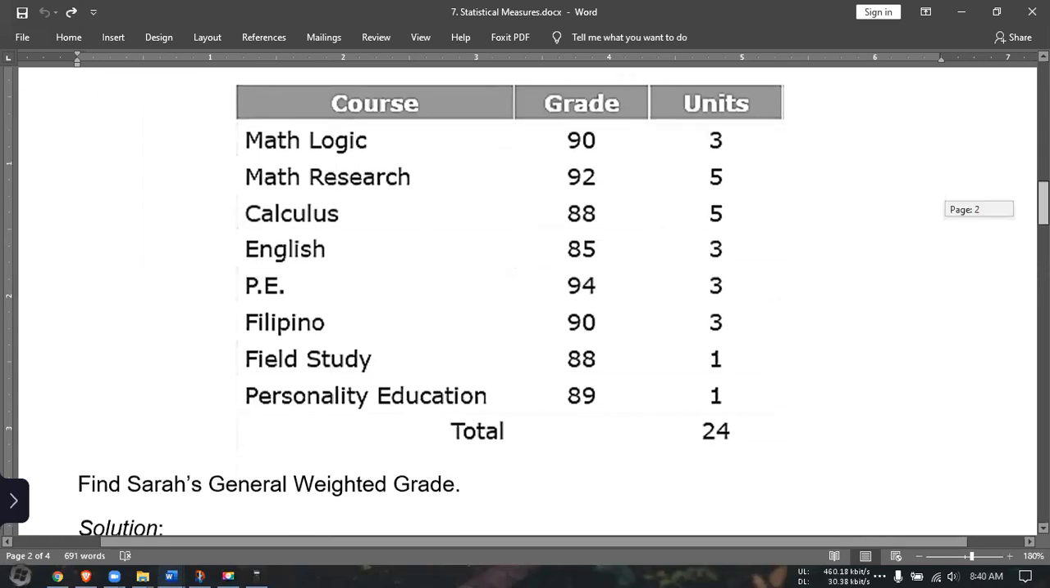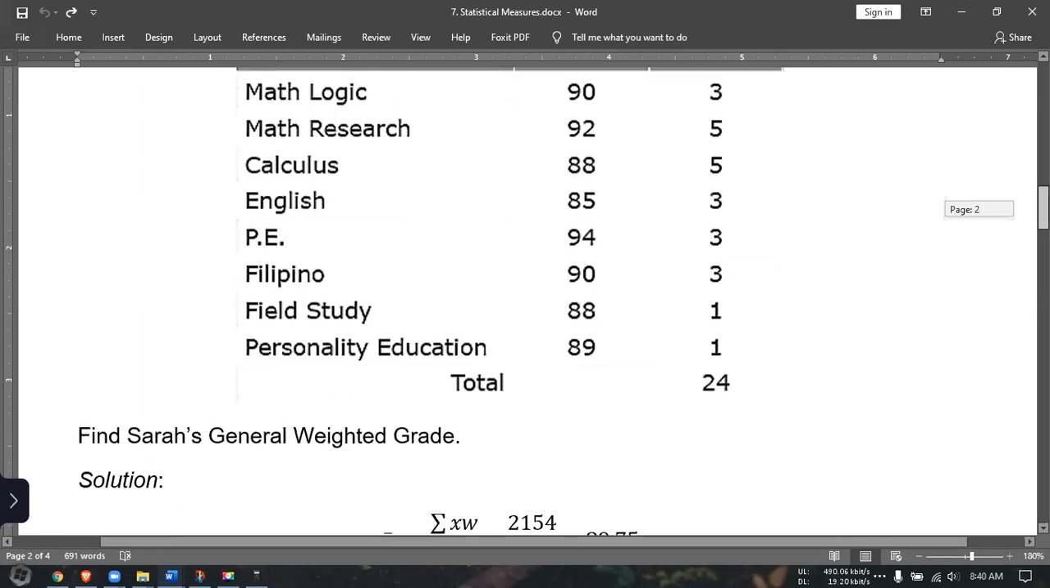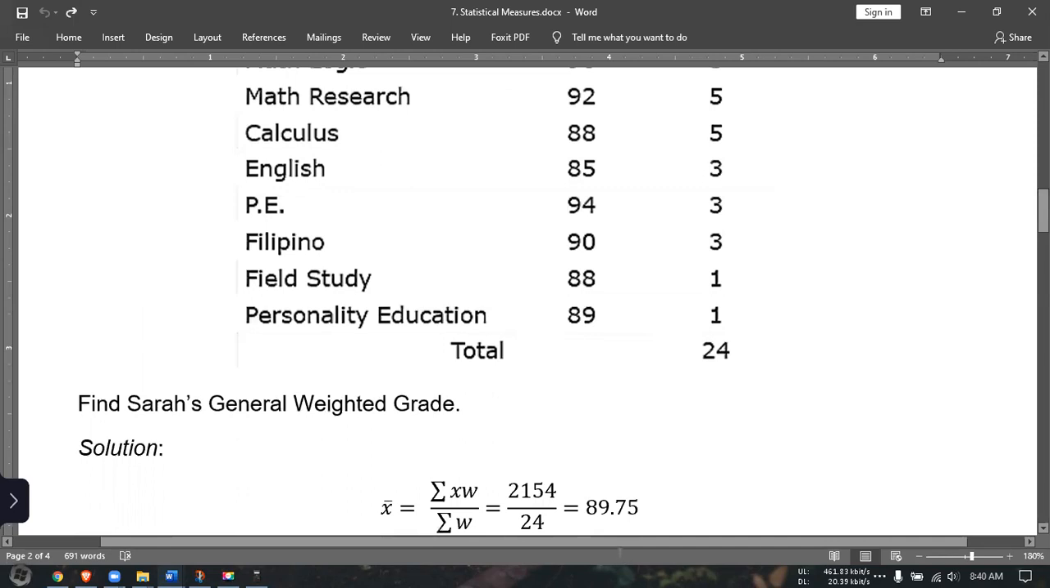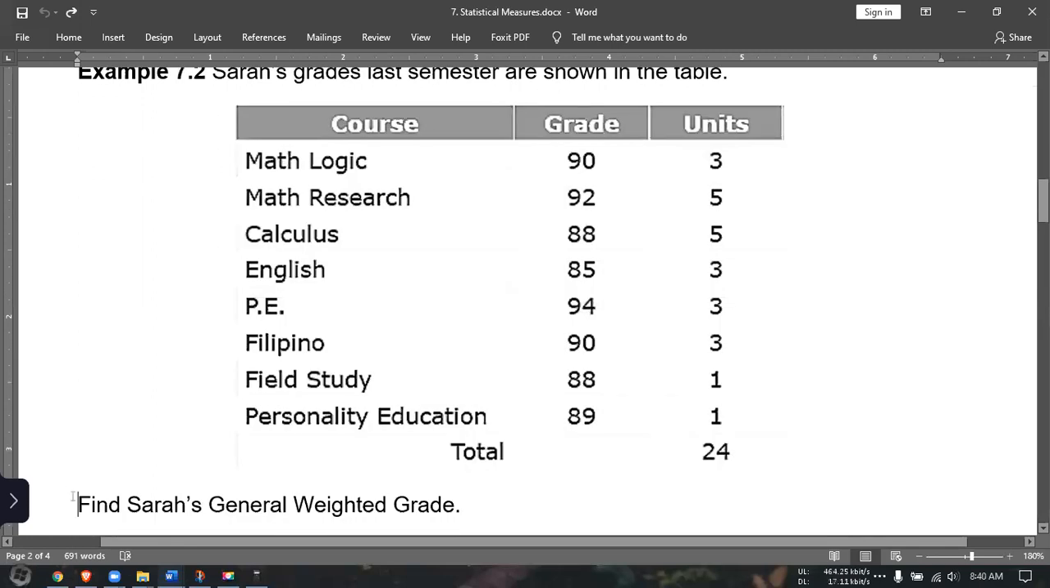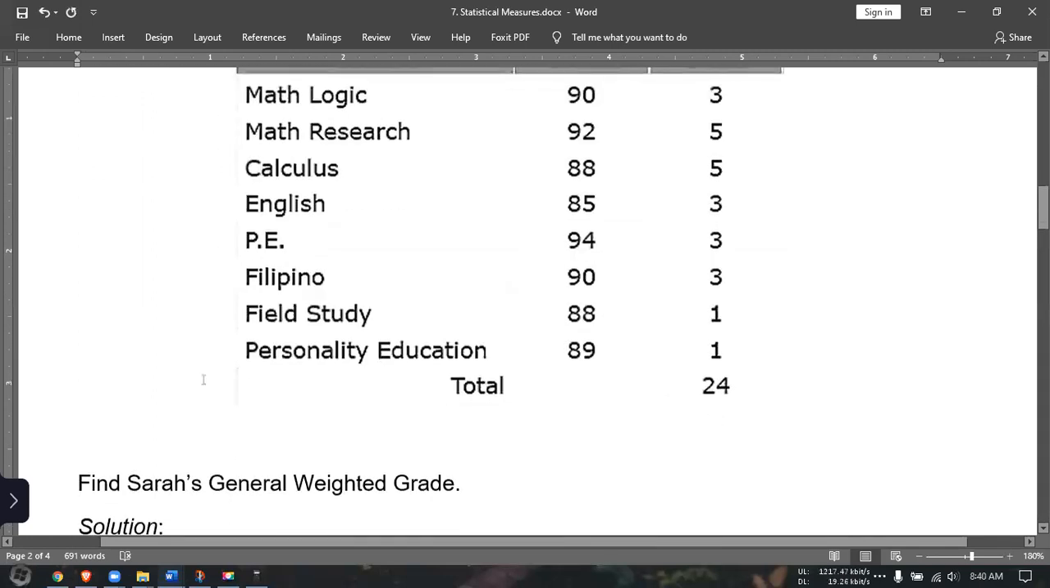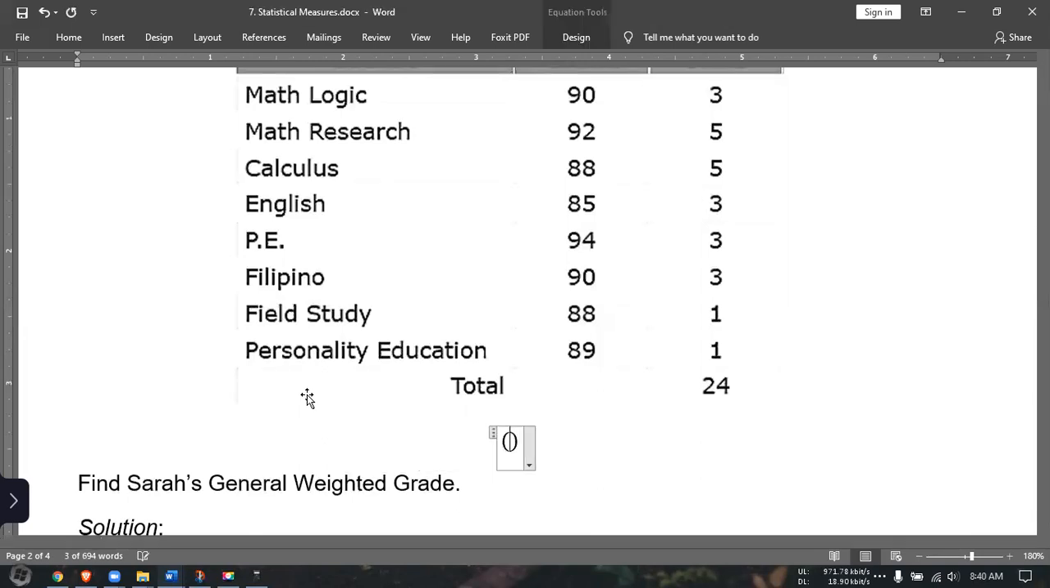Weighted mean. So find Sarah's grade. You have the summation of xw, we have 2154 over 24, the total number of units. Where did this 2154 come from? Add all the grades, sir. Not yet. You don't have to add the grades, but you have to multiply the grade first by its units. Okay, sir. 90 in math logic, we have 3 units.